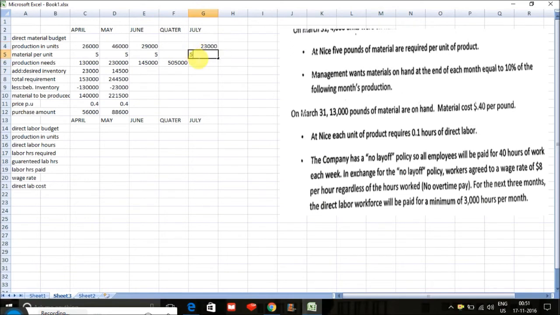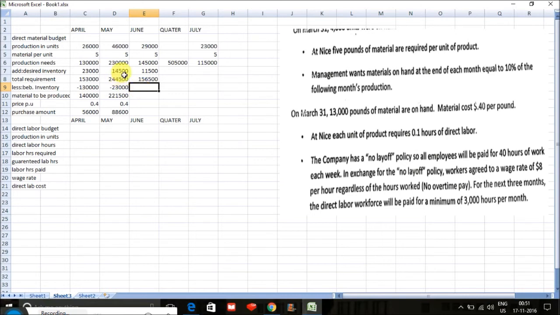23,000 multiplied by 5 will give us the production needs for the month of July, that is 1,15,000 units, and 10% of this will be the desired inventory level that we should maintain in the month of June, that is 11,500. So by adding this, we will get 1,56,500 as the total requirement of inventory of material. From this, we will subtract the ending inventory of May, because it will be the inventory that will be consumed in the month of June.